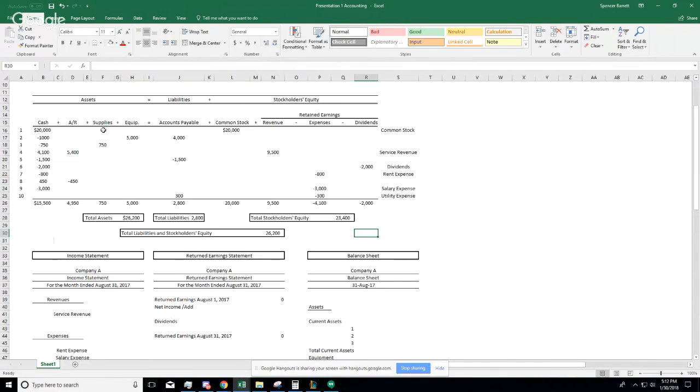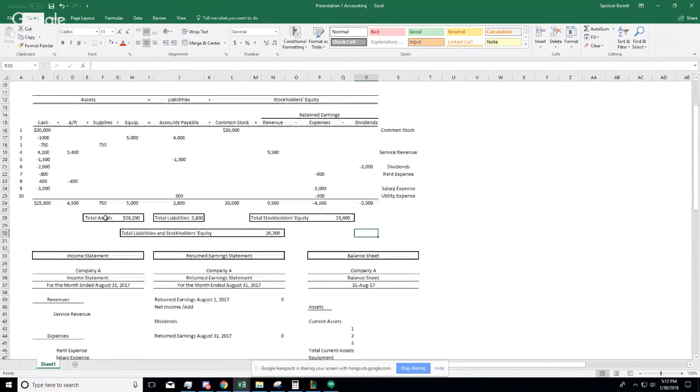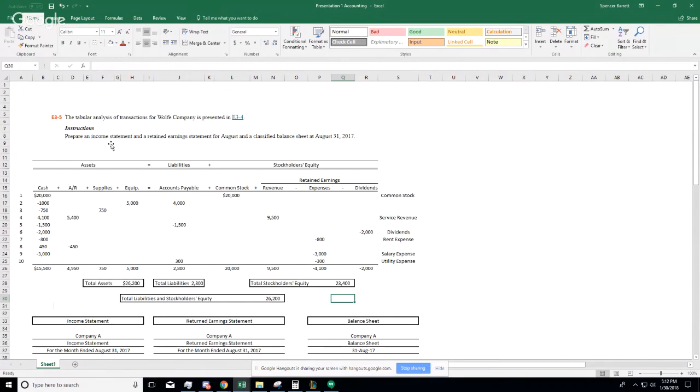Now, if I did all of the math correct, which actually it was Excel, so it did, we would know that total assets should equal total liabilities and stockholders' equity. So 26,200, 26,200. So we know we have the information here correct. Now, I want to start by coming back up here just to briefly explain it.